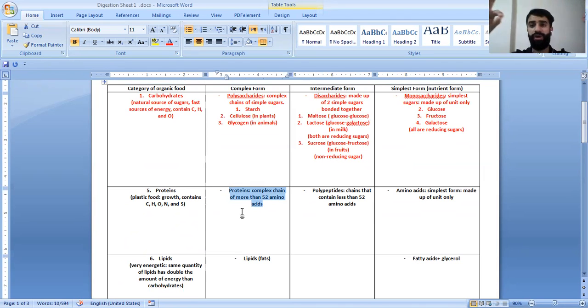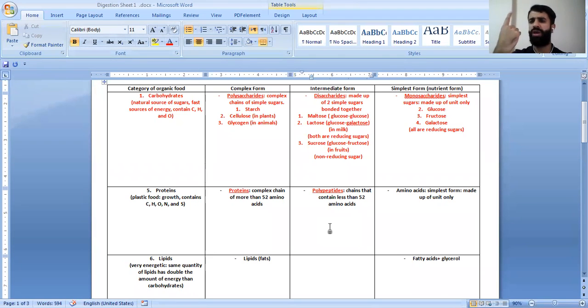A chain of more than 52 amino acids, we call it protein. It's the complex form of proteins. While the intermediate form is called polypeptide. A polypeptide is also a chain of amino acids, but it's less than 52. So the complex form should be greater than 52, we call it protein. Less than 52, we call it polypeptide.